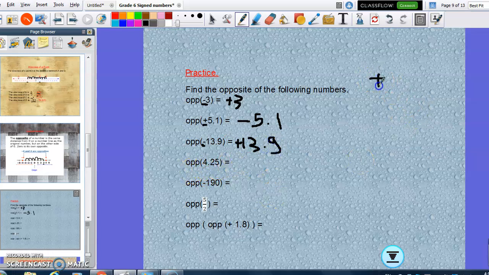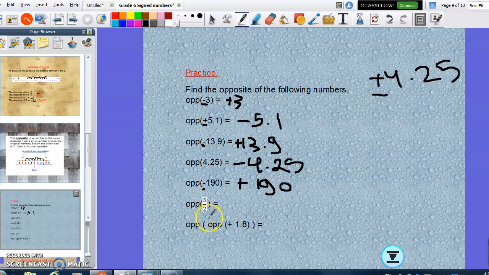4.25 is the same as plus 4.25, as we explained before. So it has a plus sign. Its opposite will be a negative sign, so minus 4.25. Opposite of minus 190 is negative sign. Its opposite will be a positive sign, so plus 190. Opposite of 5 over 2. 5 over 2 is the same as plus 5 over 2. So the opposite of plus 5 over 2 is minus 5 over 2.